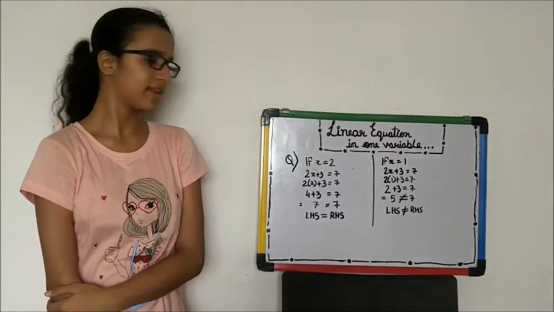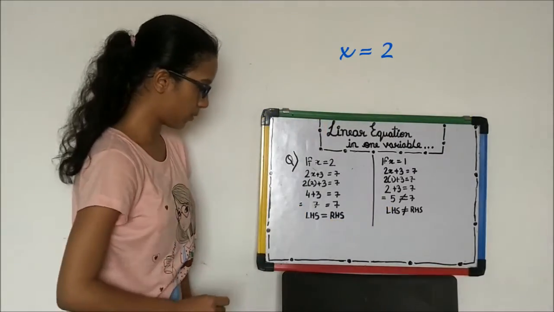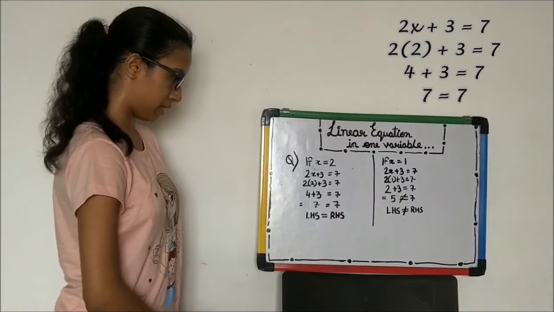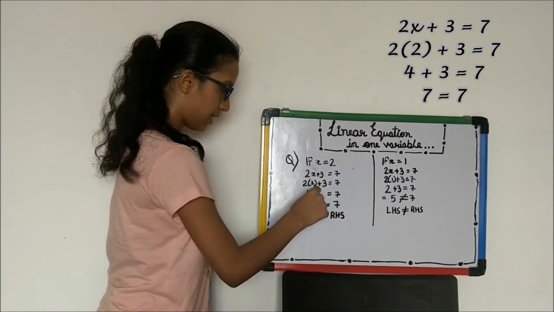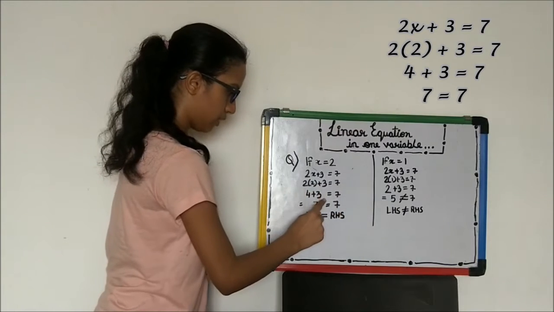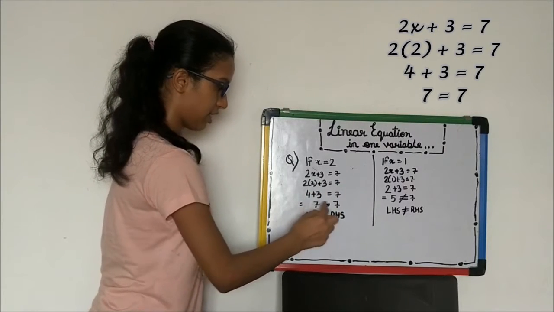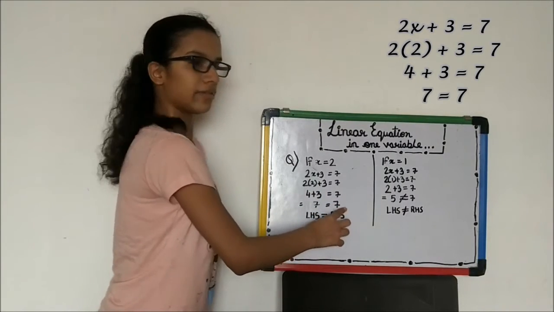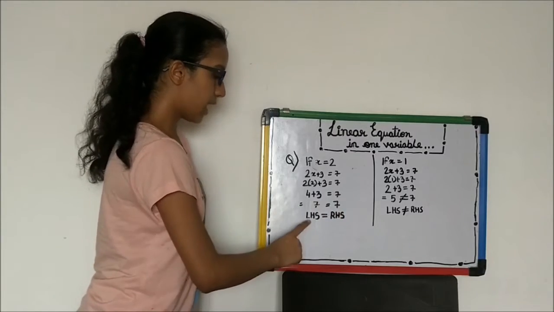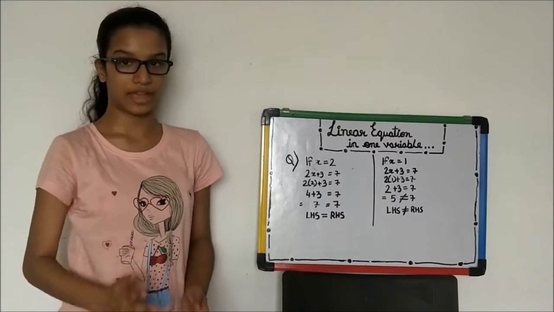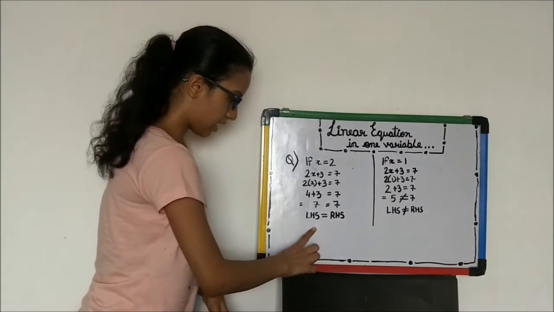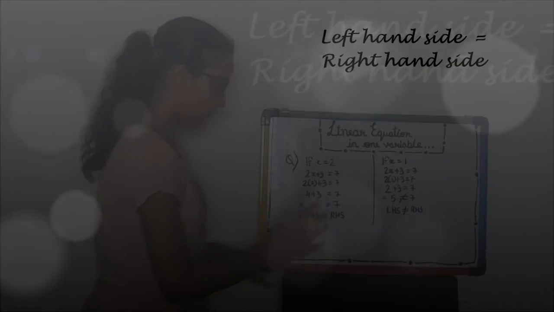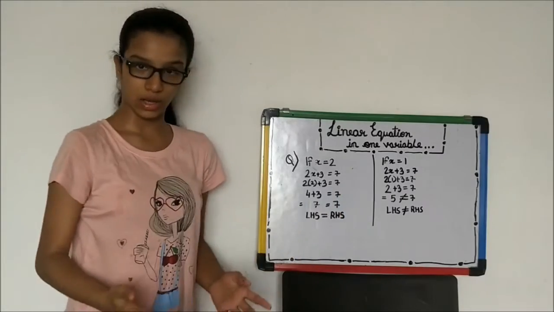Now, let us imagine the value of x as 2 and then let's solve it. So, 2 multiplied by 2 plus 3, 4 plus 3, and the answer is 7 equals 7, that we already had. So, it means LHS equals RHS and that means our answer is correct, because the left hand side and right hand side's values, that is 7 and 7, are equal.